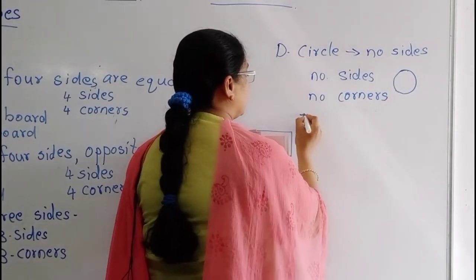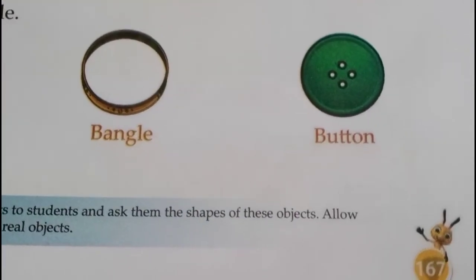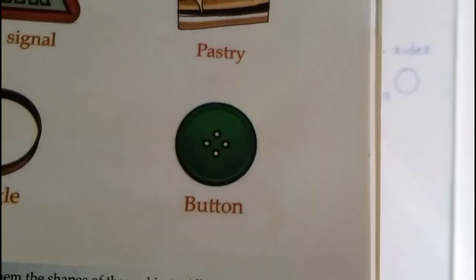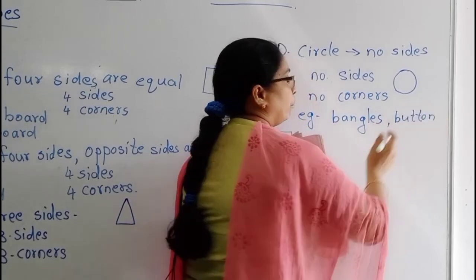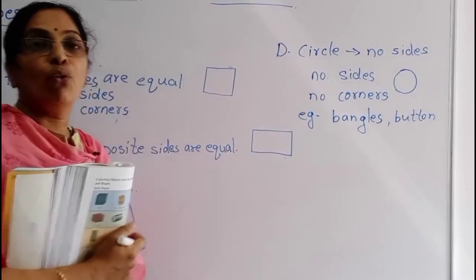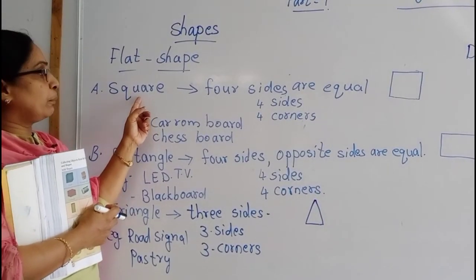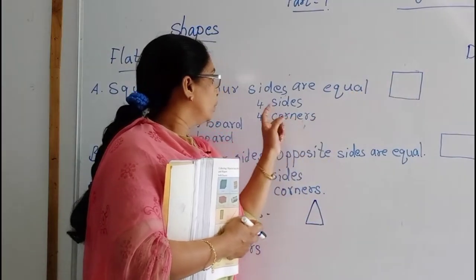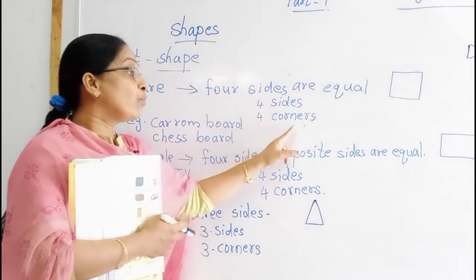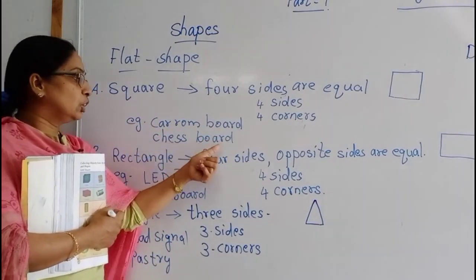For the example, we will say, children, the examples are bangle. You know the bangle, ladies and girls wearing the bangle. It is in circle shape. And button. Button, you know, for the shirt, they are stitching the button. Now we discuss the four shapes, children. First one, once again we will repeat it. Square. Square means it has four sides. These sides are equal. See the shape, children. It has four sides and four corners. For the example of square, carom board and chess board.